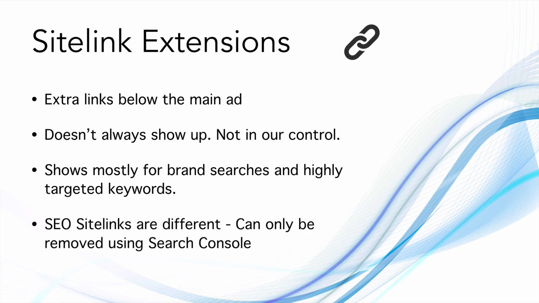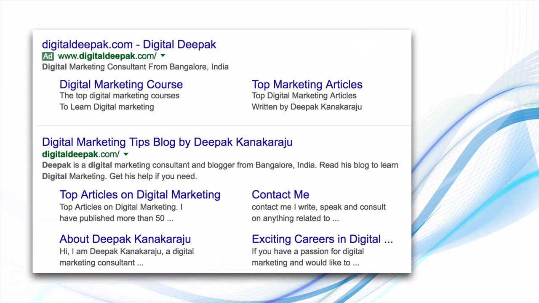SEO site links are different. If you have seen, certain websites have SEO site links. These are for organic results. They can be removed using Search Console, but you cannot add them manually. But with Google AdWords ads, you can add these site links manually. Let me show you an example.